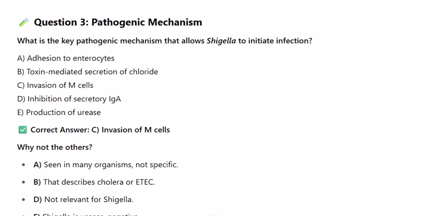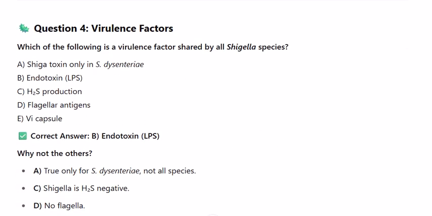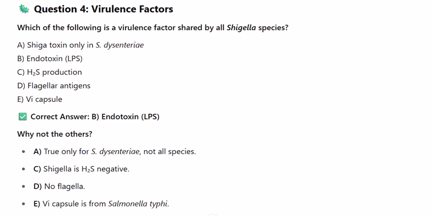Question 4. Virulence factors. Which of the following is a virulence factor shared by all Shigella species? A. Shiga toxin only in S. dysenteriae. B. Endotoxin, LPS. C. H2S production. D. Flagellar antigens. E. Vi capsule. Correct answer B.